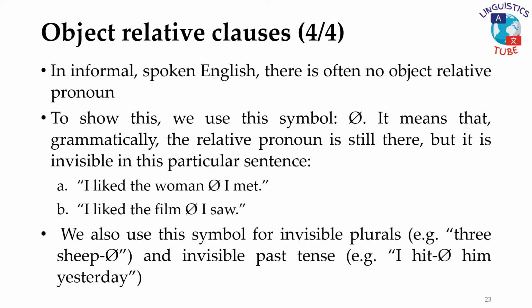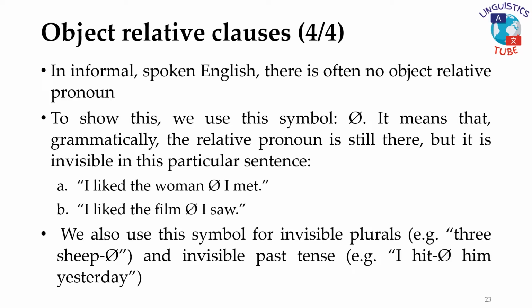In fact, if you want to be even more informal, then it is possible to use no object relative pronoun. Thus, it is perfectly grammatical to say, I liked the woman I met, and I liked the film I saw. So, grammatically, there should be a word here in order to make the sentence grammatical, but there is not. When analysing the grammar of the sentence, we do not say that there is no word here or that it is missing. Instead, we say that it is technically there, but it is invisible in this particular sentence.